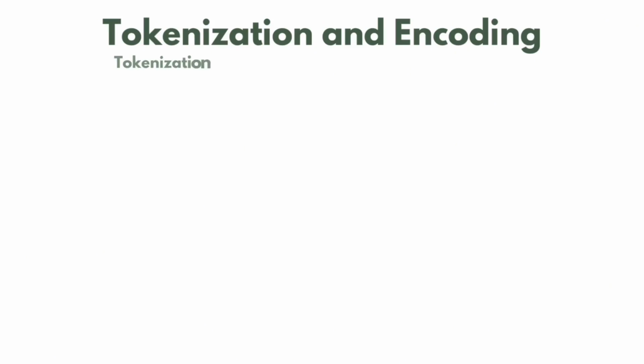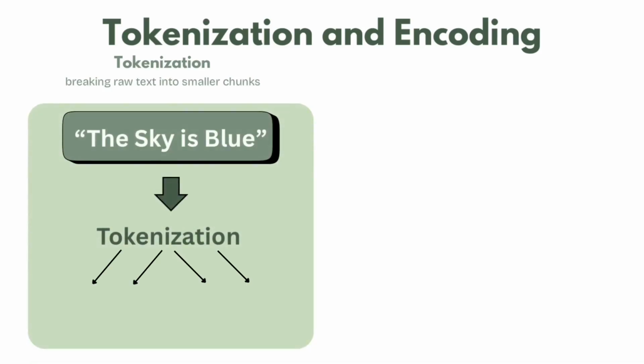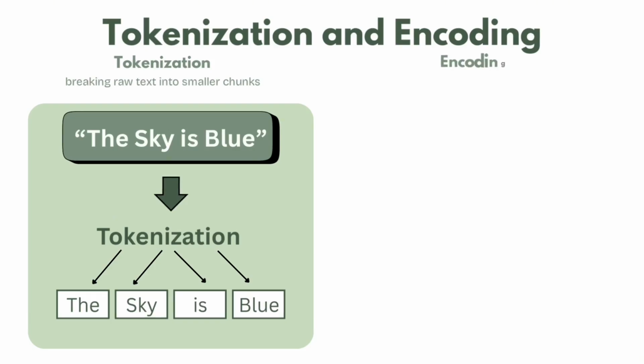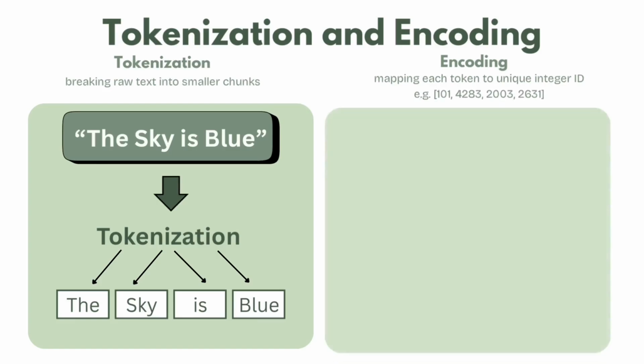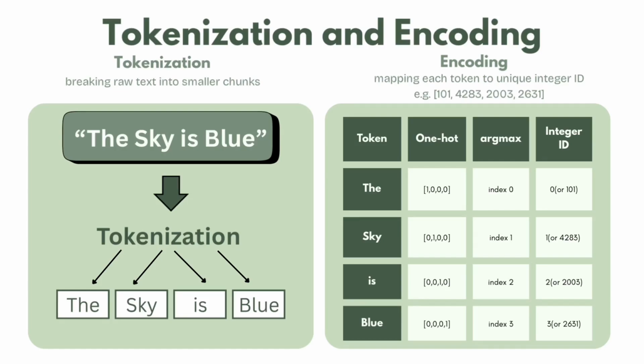Next up is tokenization and encoding. Tokenization is how we break raw text into smaller pieces or tokens that the model understands. For BERT-style models, tokens are often subwords. After tokenization, each token is mapped into a unique integer ID from the model's vocabulary. We also create an attention mask, which is a binary vector that tells the model which tokens are real, 1, and which are padding, 0. Together, input IDs and attention masks are the numeric inputs into your model.